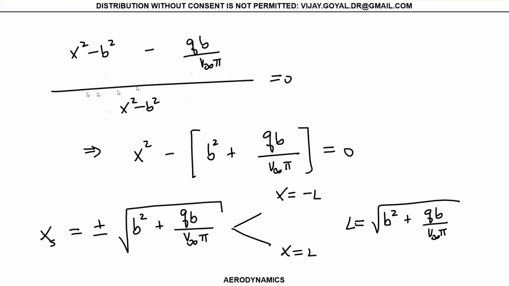So the only way this can be 0 is if the top is 0, and that's a quadratic equation. So as you can see here, you go ahead and solve for x, and by solving for x, this is the value. So this is x equal to minus L and x equal to L, where your L, the distance I was looking for, was equal to this. Okay.